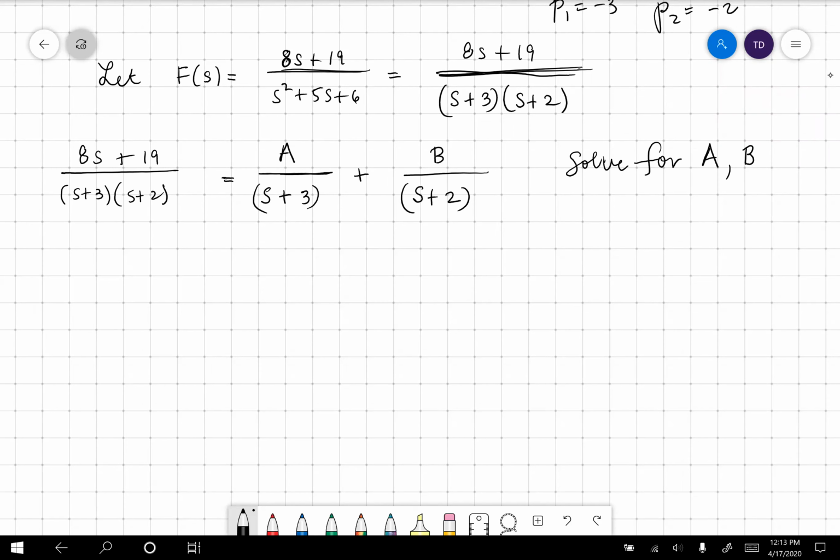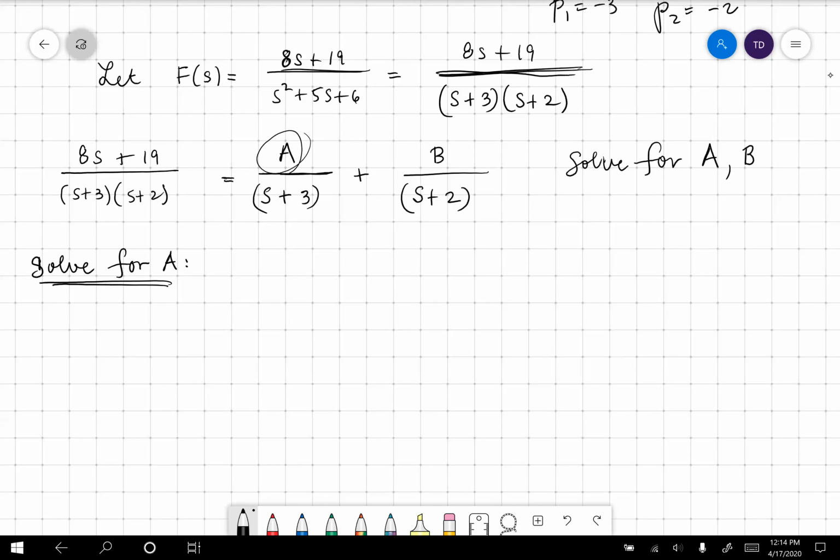Jack's process would require 2 equations and 2 unknowns. If we had more denominator terms, 3 equations and 3 unknowns, 4 equations and 4 unknowns, 5 equations and 5 unknowns, and that is hectic. So we have a process that allows us to solve for A directly without bothering with B. I'm going to show you the way it works through this example. When I want to solve for A, I am going to multiply both sides of this equation by A's denominator.